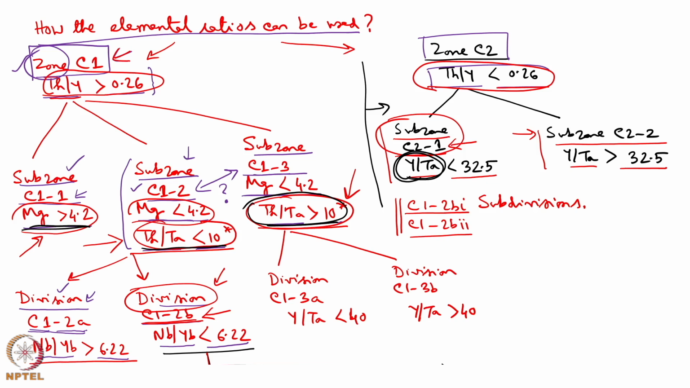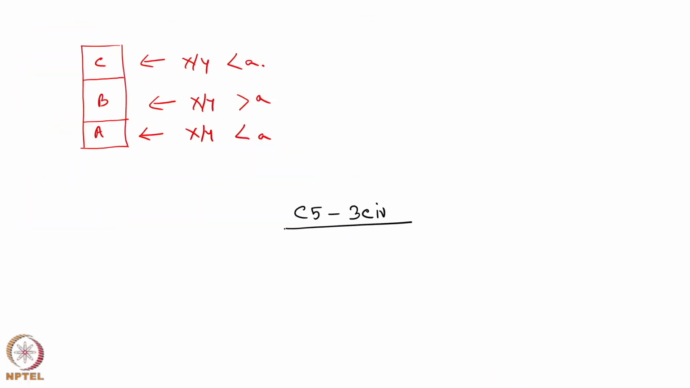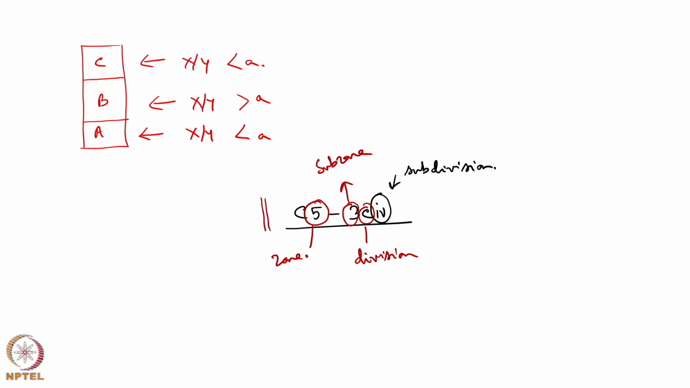The second thing to remember is how the numberings are done: zone C1, C2, then the subzones C1-1, C1-2, etc., C2-1, C2-2, etc., then the division C1-2A, C1-2B, and from division, if we go on defining the subdivisions, it is C1-2B Roman 1, C1-2B Roman 2. So, if I take this short form of presentation of a subdivision, this 4 represents the subdivision, C represents the division, 3 represents the subzone, and 5 represents the zone. Students need to remember this way of numbering.